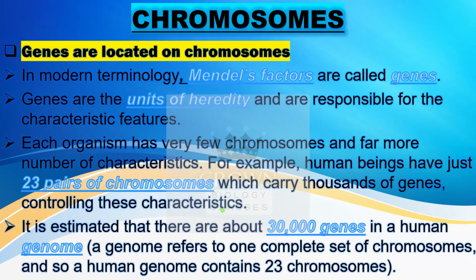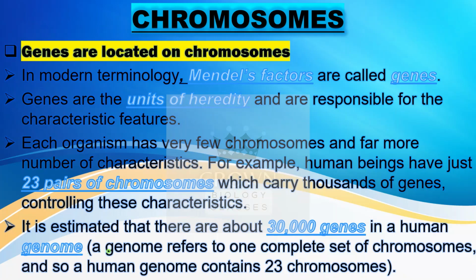Parents pass on traits or characteristics such as eye color and blood type to their children through their genes. And likewise, some health conditions and diseases can also be passed on genetically too. Sometimes one characteristic has many different forms. And it is estimated that there are about 30,000 genes in a human genome.